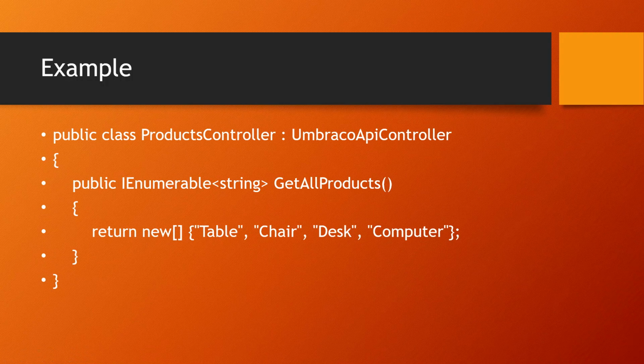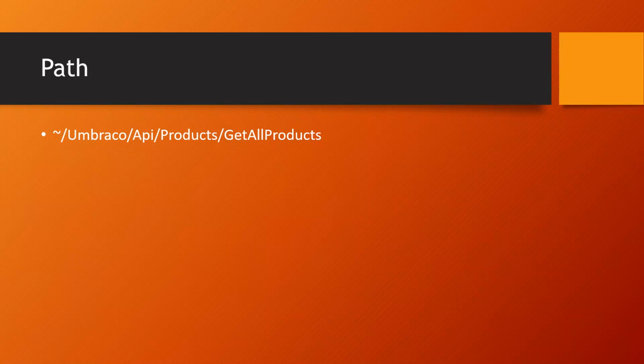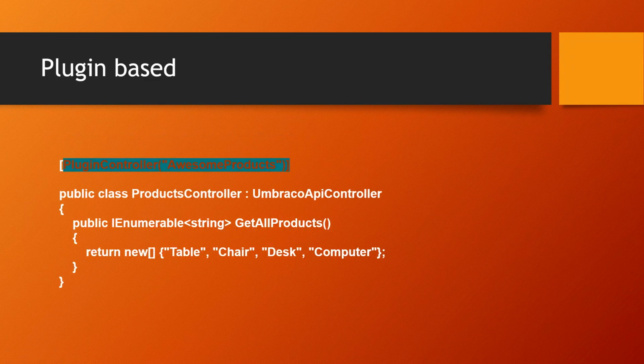Because it is not a surface controller, it is an Umbraco API controller, the path will change. The path should be Umbraco/api/product/GetAllProducts. So Umbraco/api is a prefix, product is your class name, and GetAllProducts is your method. In the plugin based Umbraco API controller, we will decorate it with the plugin controller attribute with whatever name you want to put there. It will be inherited directly in the same manner as we do in the surface controller.